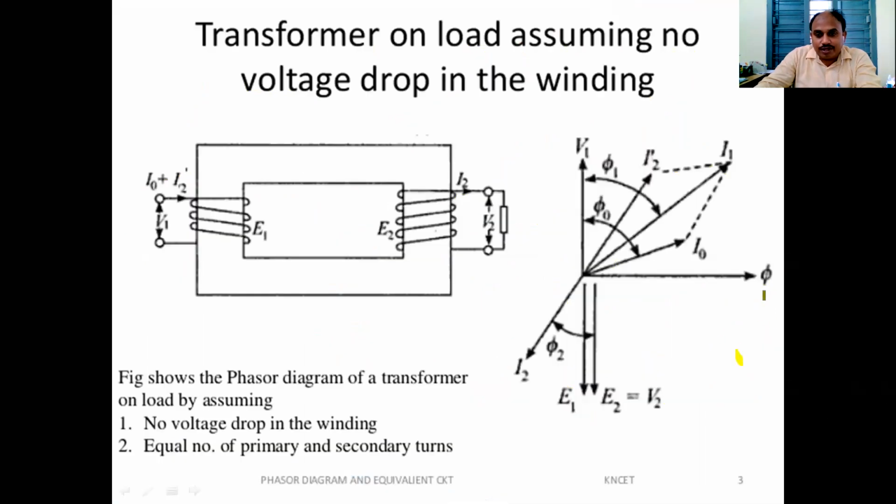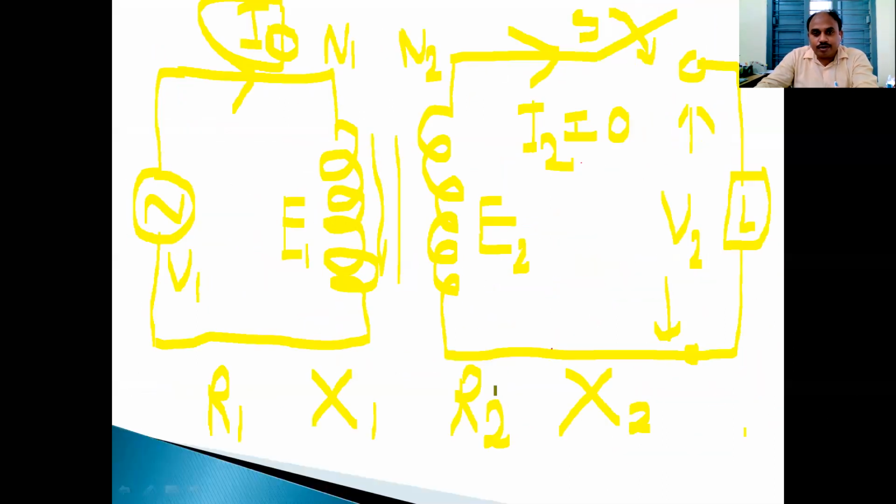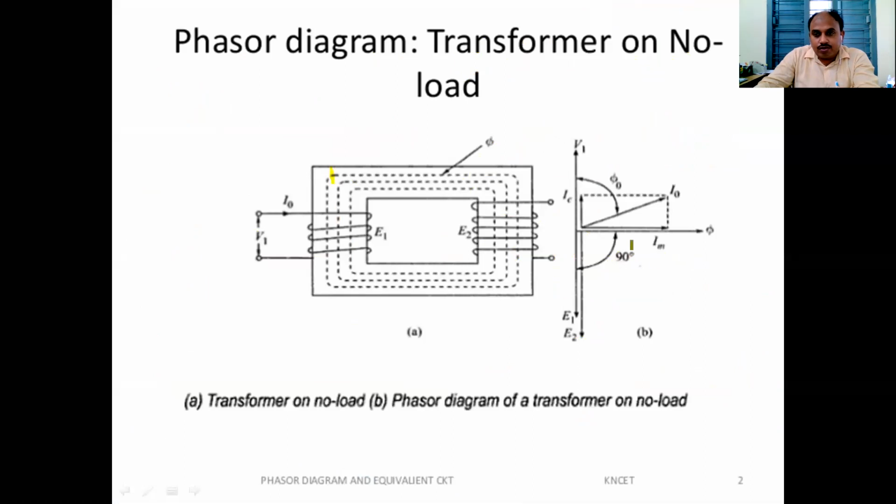See, this is the no load diagram. This is the flux value, and these are the two induced EMFs, E1 and E2. Both are lagging the flux by 90 degrees. This is the 90 degrees phase angle difference. This is the E1 value, and this is the E2 value. Both lag the flux by 90 degrees.